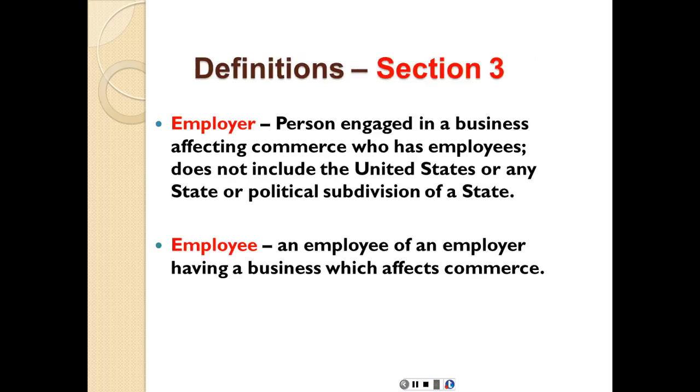Some definitions, as it appeared on the previous section, Section 2, employer and employee. So who's the employer and who's the employee? That appears in Section 3. The employer is the person engaged in a business affecting commerce who has employees. Does not include the United States, the federal government, or any state or political subdivision of a state. So the federal government is exempt from the Occupational Safety and Health Act, and so are the state governments and so on. An employee is an employee of an employer having a business which affects commerce. So anyone working for an employer that qualifies as an employer in the first part of Section 3 is considered an employee.